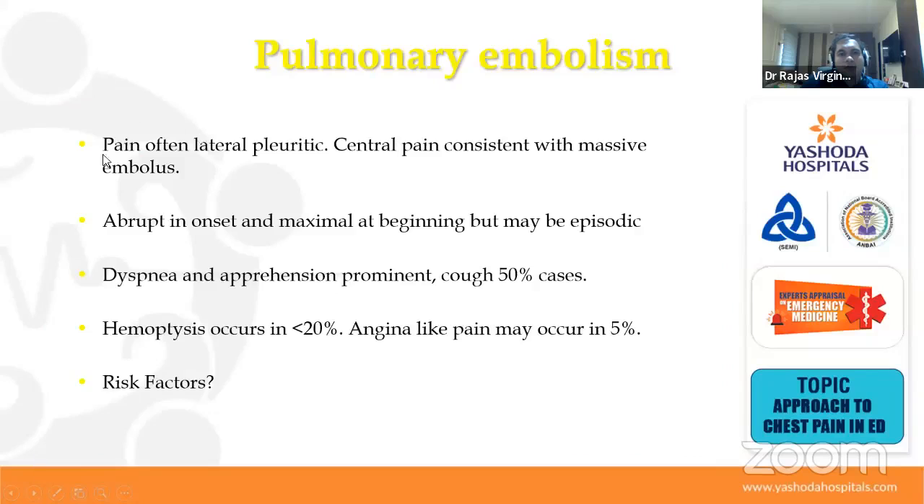In pulmonary embolism, it's generally lateral pleuritic chest pain, whereas central pain would be more consistent with a massive embolus. It can be abrupt and maximal at the beginning, but it also might be episodic. Dyspnea and apprehension are prominent, with cough in 50% of cases. You may not always see hemoptysis. And angina-like pain might occur in about 5% of patients.